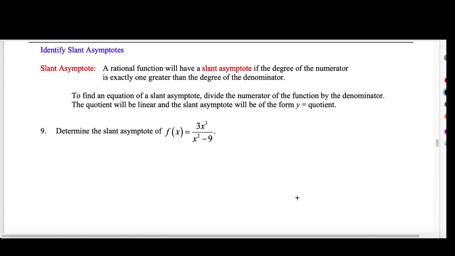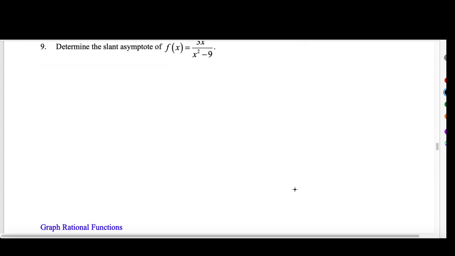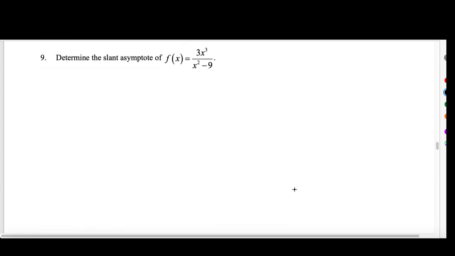Let's take a look at an example, right? Here's a rational function we looked at earlier. This one, the numerator is 3rd degree, the denominator is 2nd degree, right? So the denominator is 1 degree less than the numerator, so that means this will have a slant asymptote. And let's divide. Synthetic division will not work here because the denominator is x squared minus 9. It's not linear. So we'll have to use long division.